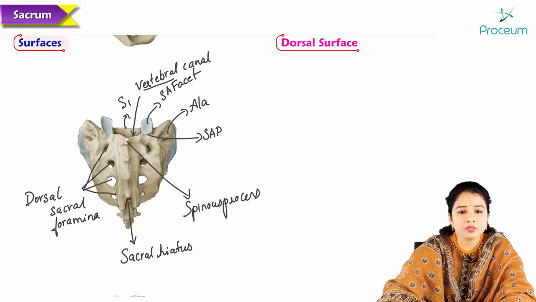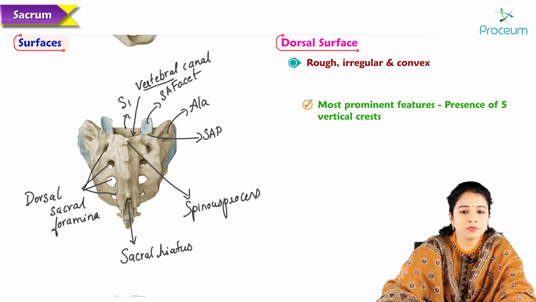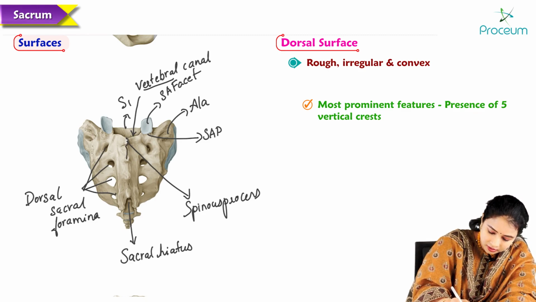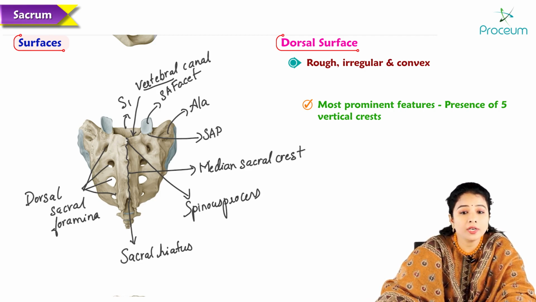Next, the dorsal surface of the sacrum. The dorsal surface of the sacrum is rough, irregular and convex, and the most prominent features on the dorsal surface are the presence of 5 vertical crests. So the median sacral crest is the rough elevation in the middle. And 2 intermediate sacral crests.